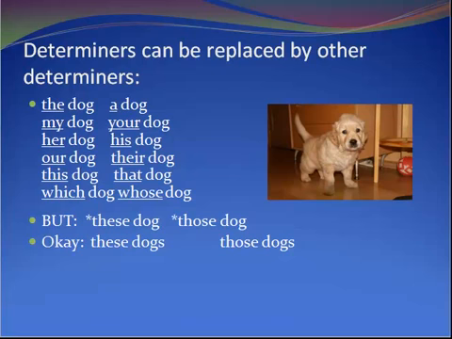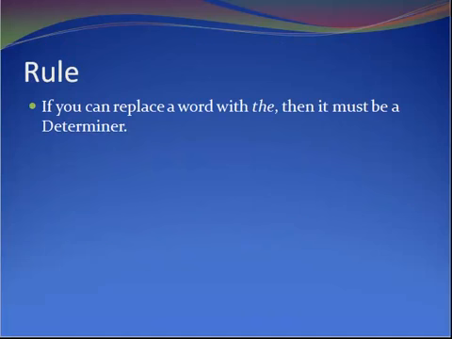Now this property, that they can always be replaced by other determiners, gives us a neat rule for recognizing determiners. If you remember that the is a determiner, the is what's called the definite article, and a is often called the indefinite article. Now if you think the is your prototypical determiner, then any word that you can replace with the must also be a determiner. So that's a good one to try if you're not sure.